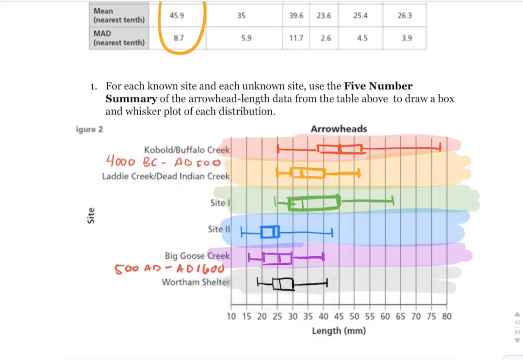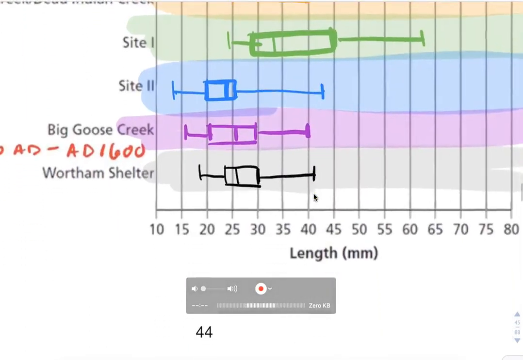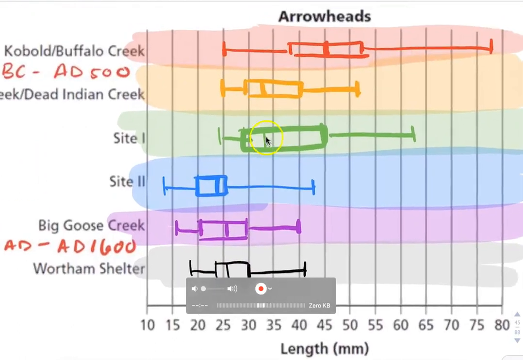Your graph should look something like this. Yes? Okay. Now what you notice is site 1 and site 2, are they similar to any of the other sites? Site 2 is similar to which one? Wortham Creek. Okay. So this blue one seems to be similar to the bottom two. Blue is similar to purple and gray or tan, whatever this color is. This is supposed to be gray and black. So this one is similar to the last two, and this green one is not super similar, but kind of similar to the ones above it.